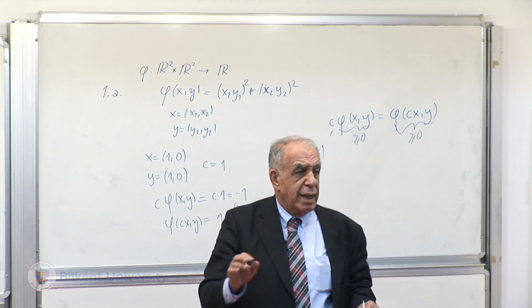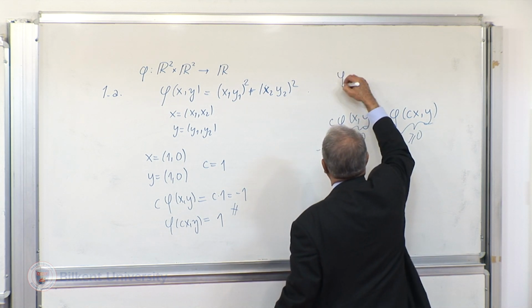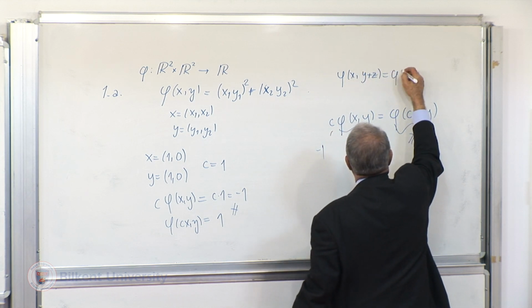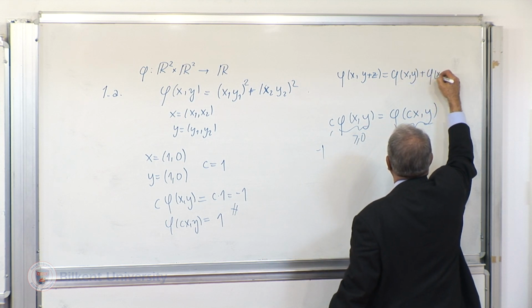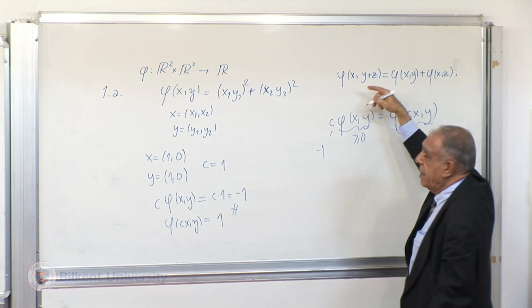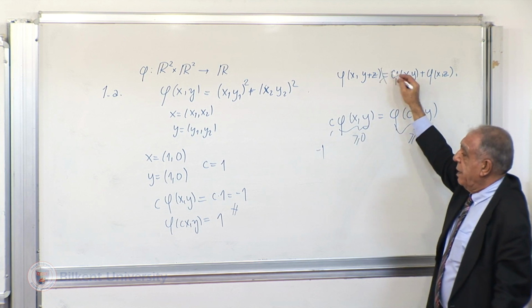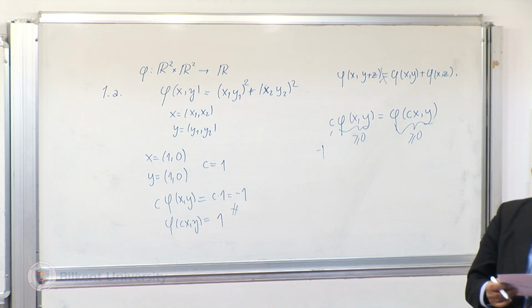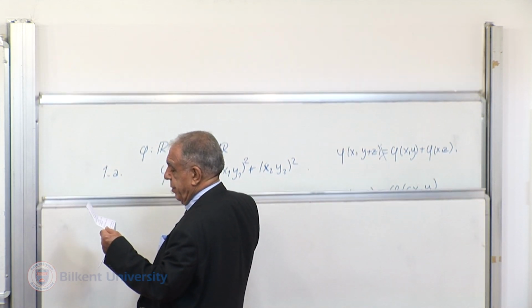Well, you can also give an example to show that additivity is not satisfied either. phi(x, y+z) is supposed to be phi(x,y) plus phi(x,z). This is not satisfied either by this. Okay? But the easiest way is this. Any questions? The second one is B.